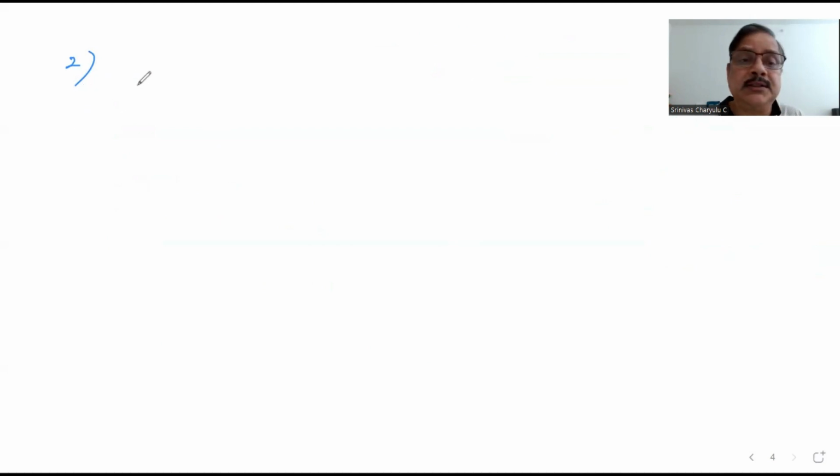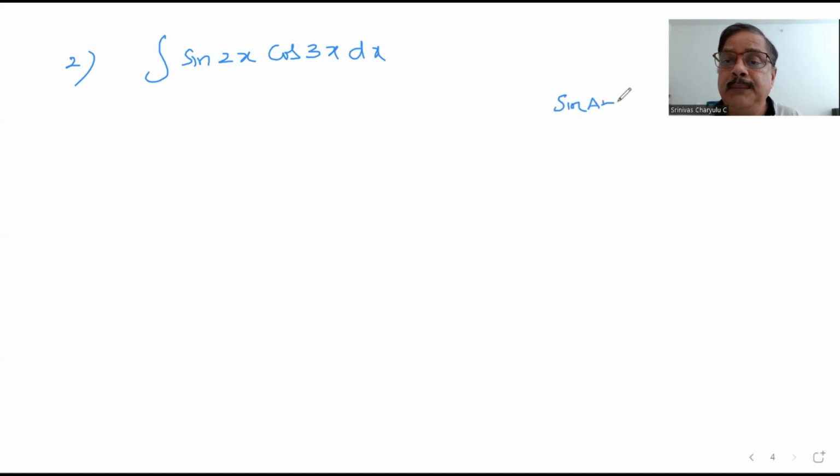Integral sin 2x cos 3x dx. So this one, how do we do it? We know that sin of a plus b, because here we have sin a cos b in this form, this is appearing now. So now you take the sin of a plus b formula.